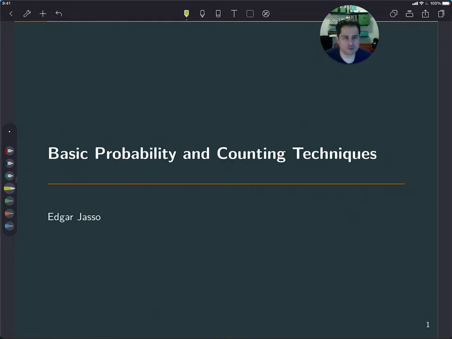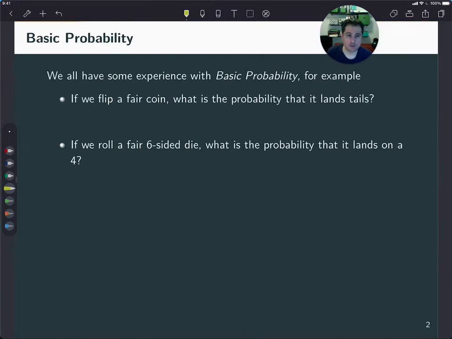So in this video, we're going to start talking a little bit of probability, the basic probability setting, and some basic counting techniques that's going to show up. I want to start by saying that everybody has some experience with basic probability, and we know basic examples like the ones here. If you flip a fair coin, what is the probability that it lands tails?